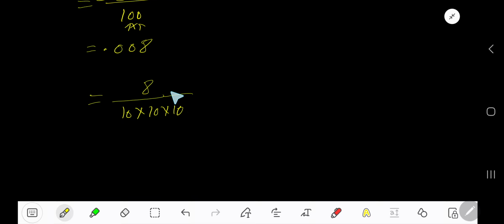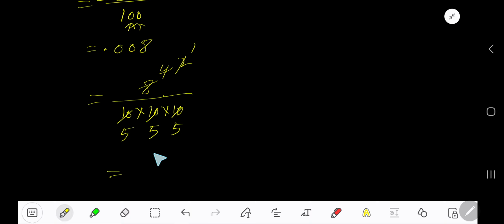Now you need to reduce this fraction. So you need to divide the numerator and denominator by the common factor. This is divisible by 2, this is divisible by 2. We are getting 4, we are getting 5. This is divisible by 2, this is divisible by 2, we are getting 2, we are getting 5. This is divisible by 2, this is divisible by 2.